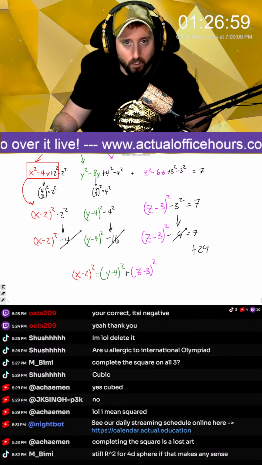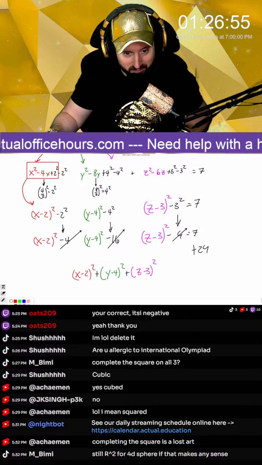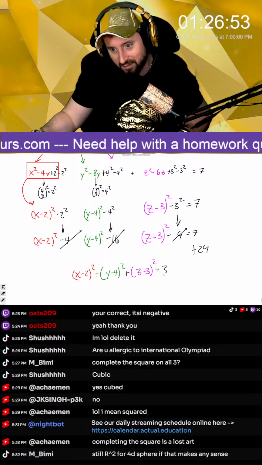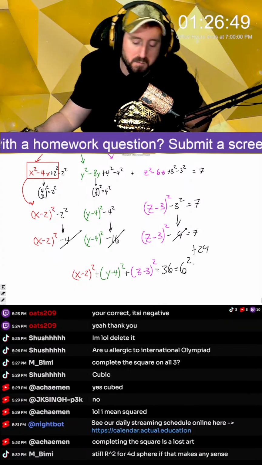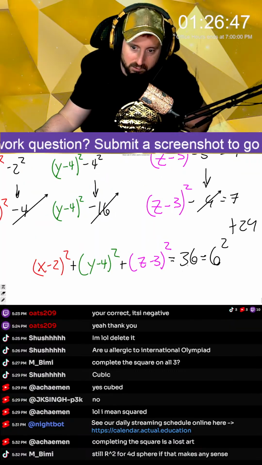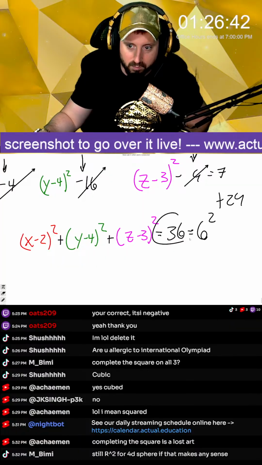It's still r squared for a 4D sphere. For a 4D sphere? What? A 4D sphere, dude. Yeah, it's always r squared. We used 4D spheres in thermodynamics. That's pretty cool. I just forget what we used it for. Microstates or something.